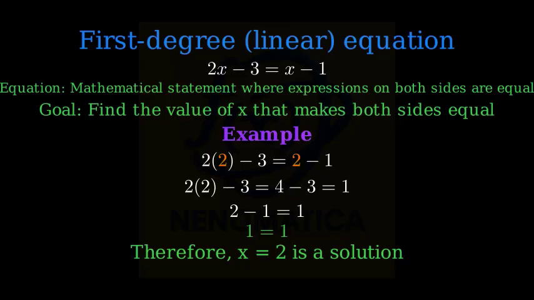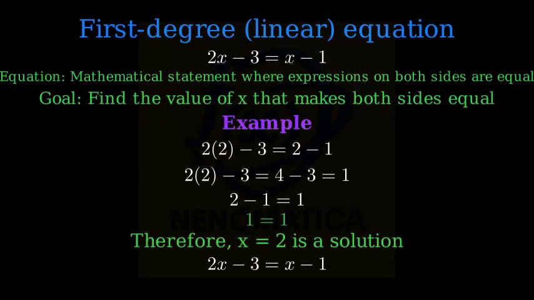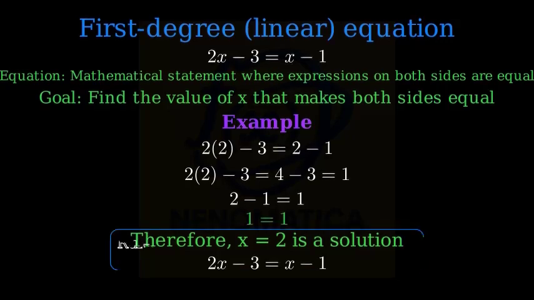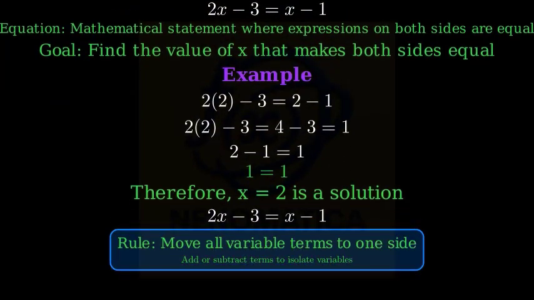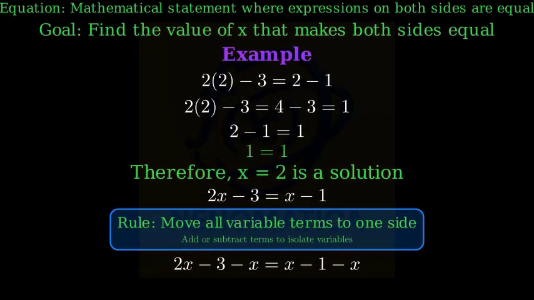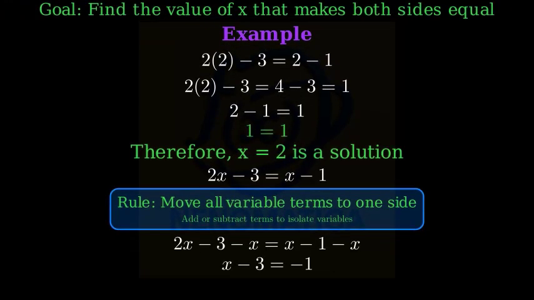Now, let's solve this equation systematically, following our algorithm. We start with our original equation, 2x minus 3 equals x minus 1. Our first step is to move all terms with the variable to one side of the equation. Let's move all terms with x to the left side. We subtract x from both sides of the equation. This gives us 2x minus x minus 3 equals negative 1. Simplifying the left side, we get x minus 3 equals negative 1.